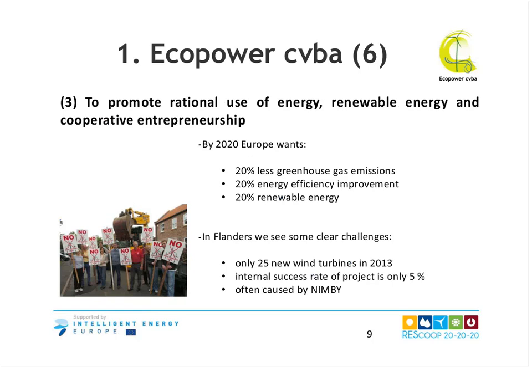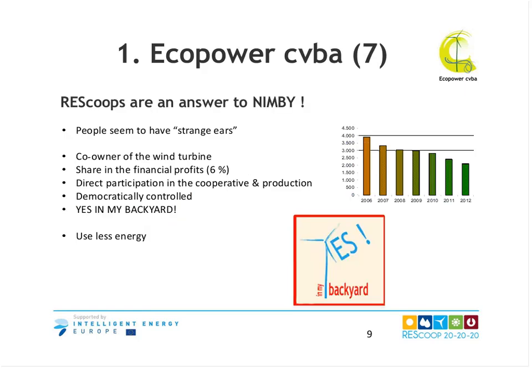And in Flanders, we see clear challenges. Last year, there were only 25 new wind turbines. The internal success rate of new projects is only 5%, and this is often caused by the NIMBY reaction of citizens. And in fact, we think renewable energy cooperatives are one of the best answers to this NIMBYism.